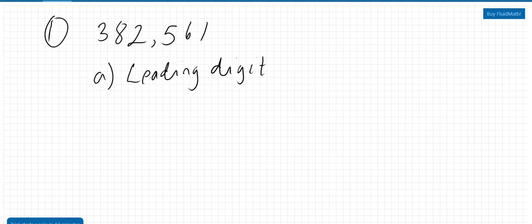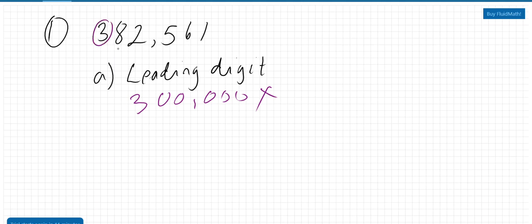Okay, so to round off to the leading digit, remember leading digit is the first digit. In this case, it's 3. So this is our leading digit. Before we round off, I can't just say the whole thing is going to be 300,000, because that will be wrong. Before you round off, you have to check: there's my leading digit.